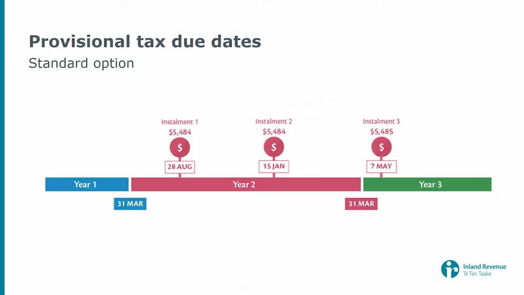Let's overlap the 3 provisional tax due dates onto our timeline. You can see our 3 provisional tax due dates of 28 August, 15 January and 7 May. You'll often hear the myth that your first year of business is tax-free, which is technically correct, as you don't pay tax in your first year of business, but you do pay tax for your first year of business, but this is paid in year 2.